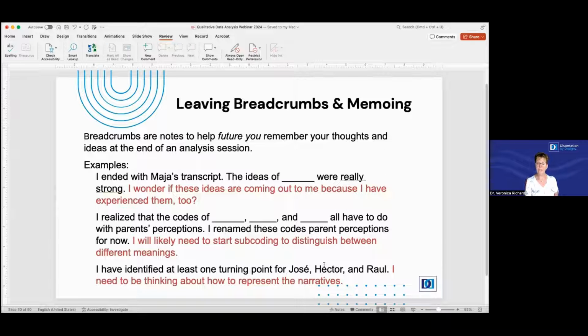And then here's what I do after every time that I quit a session. I leave myself some breadcrumbs and I give myself notes to be able to pick up from when I start my next session of analyses. And so here are some different things that I do to remind myself of what I was thinking and to start where I left off.